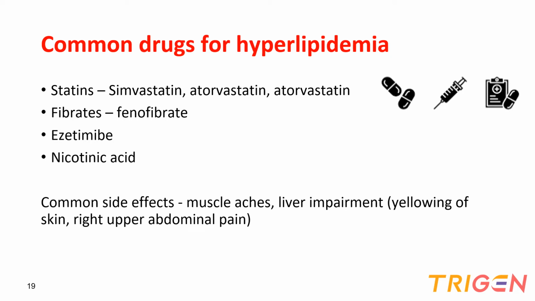Common drugs used to manage high cholesterol are statins and fibrates, which are used to manage triglyceride levels in the body. Common side effects include muscle aches and liver impairment, which manifests via yellowing of skin and right upper abdominal pain.